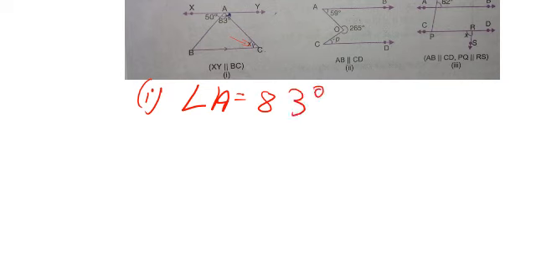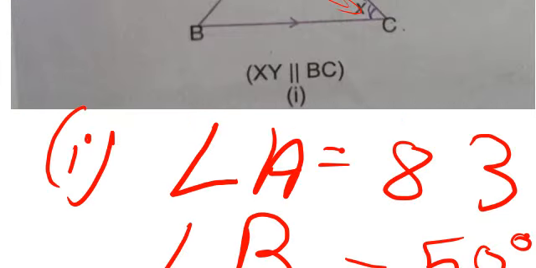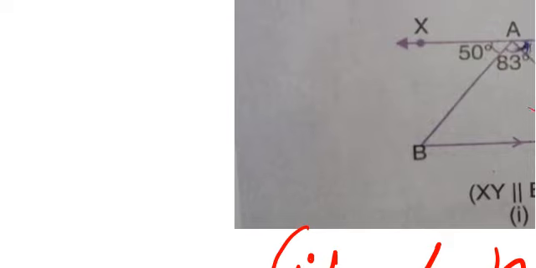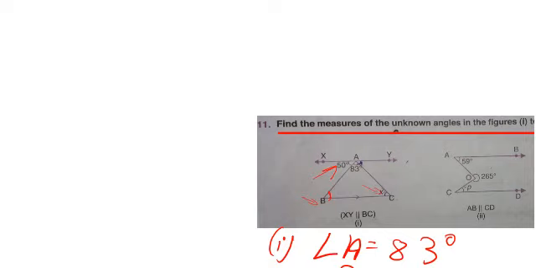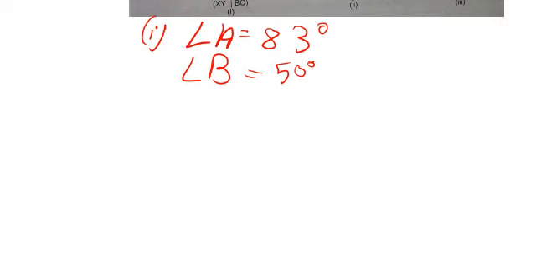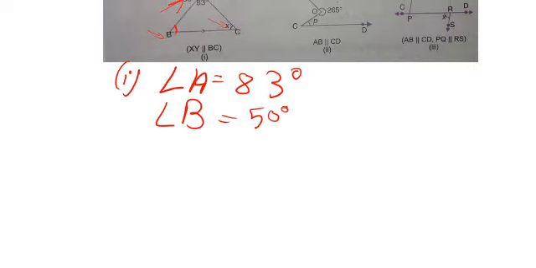When it comes to angle B, you will simply write angle B equals 50 degrees. Why 50 degrees? Because if I zoom into this figure, you can clearly see that this B and this 50 degrees are alternate angles. So this means that B equals 50 degrees. After B is 50 degrees, we can find x.